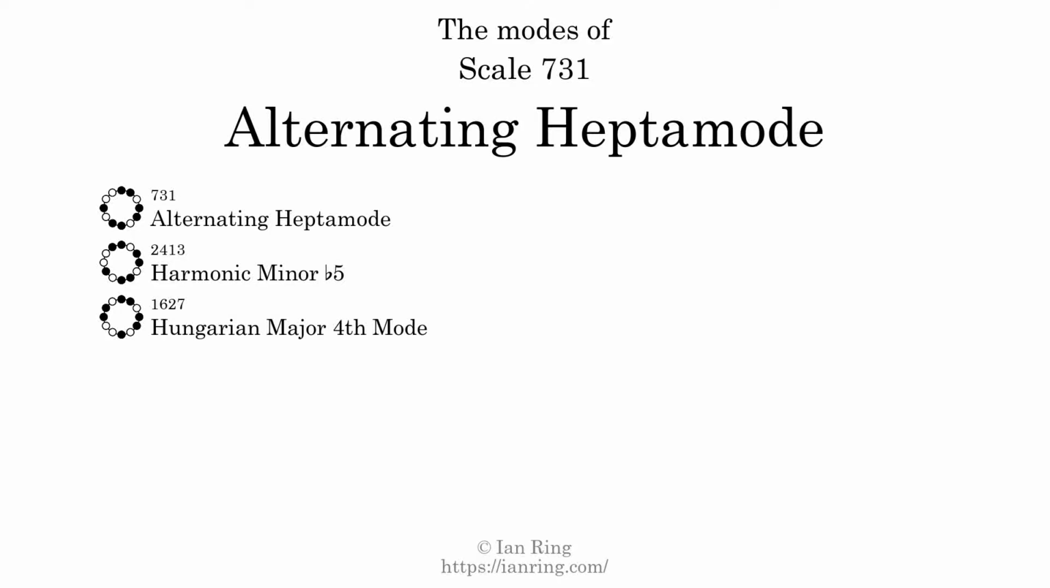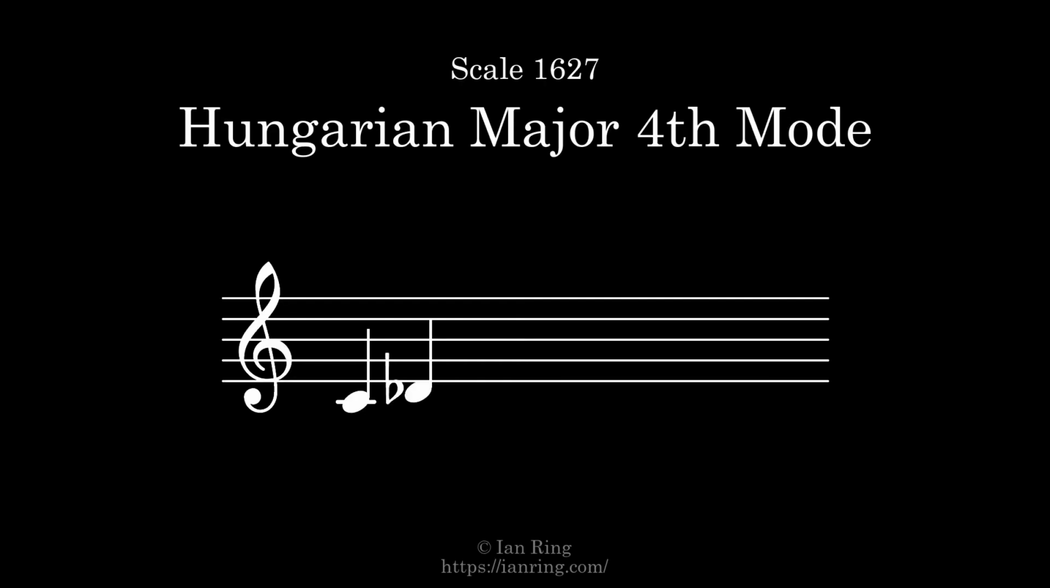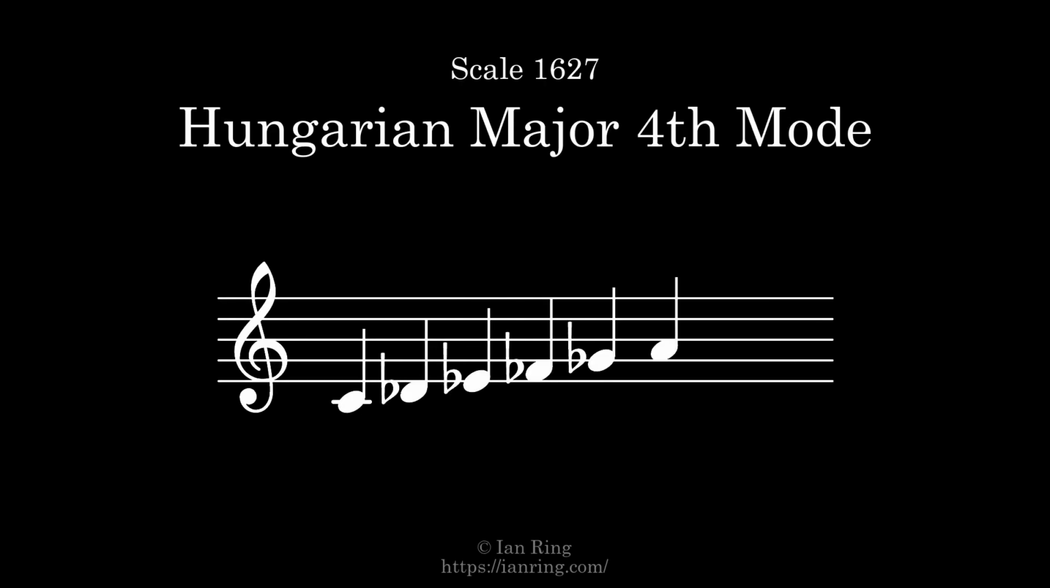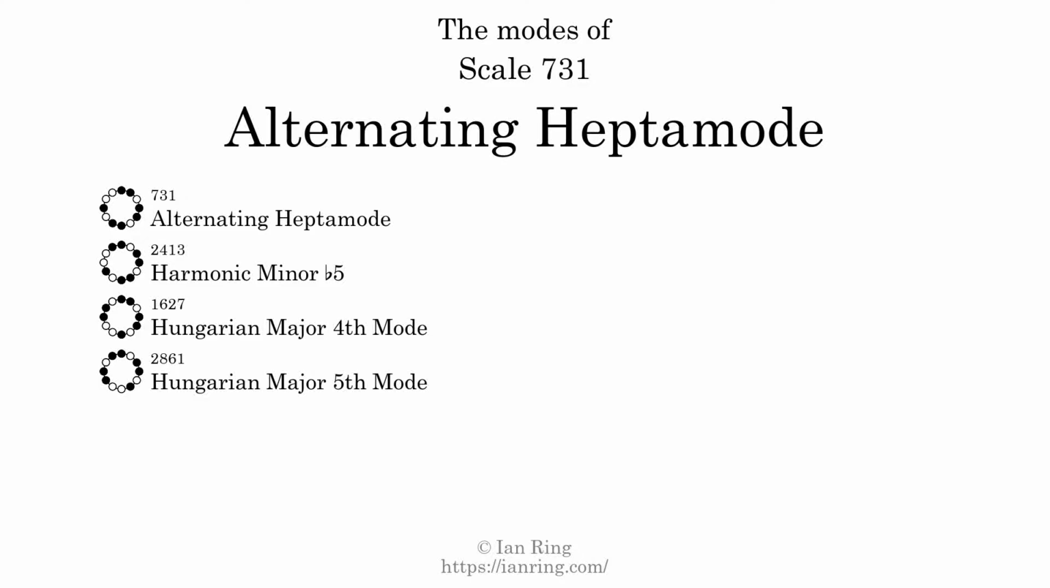The third mode is scale 1627, also known as Hungarian major 4th mode. It sounds like this. The fourth mode is scale 2861, also known as Hungarian major 5th mode. It sounds like this.